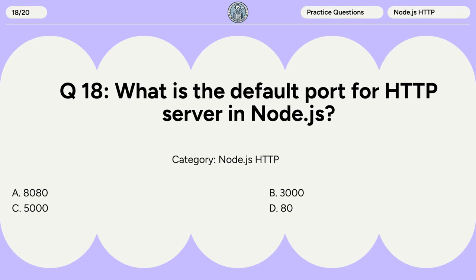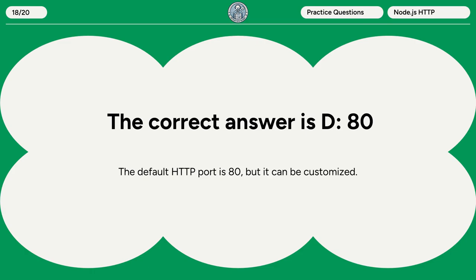Question 18. What is the default port for HTTP server in Node.js? A. 8080. B. 3000. C. 5000. D. 80. The correct answer is D. 80. The default HTTP port is 80, but it can be customized.